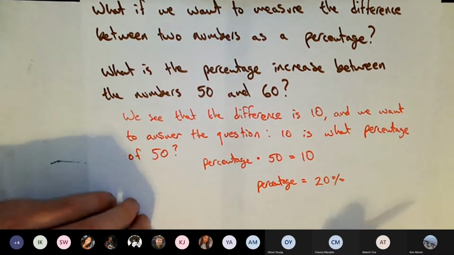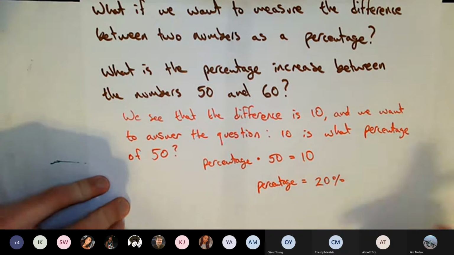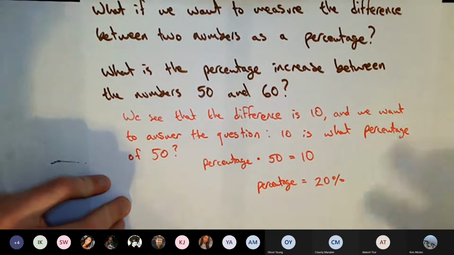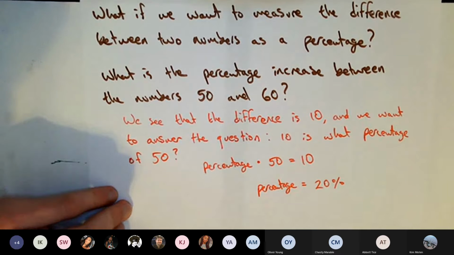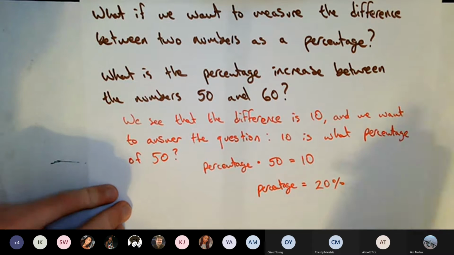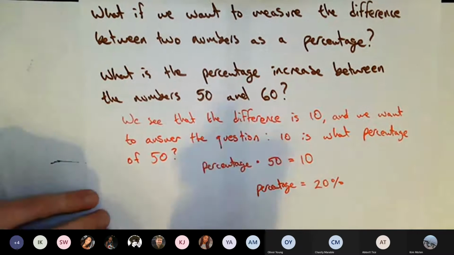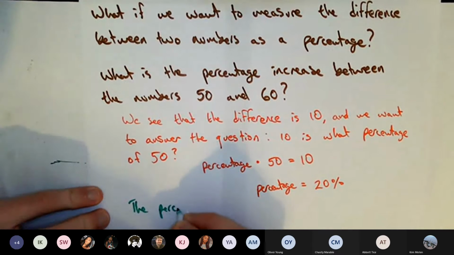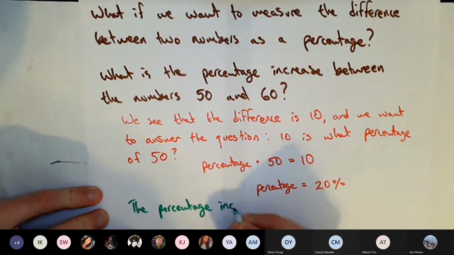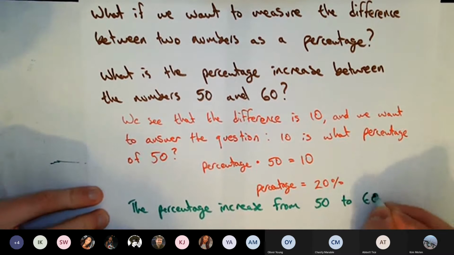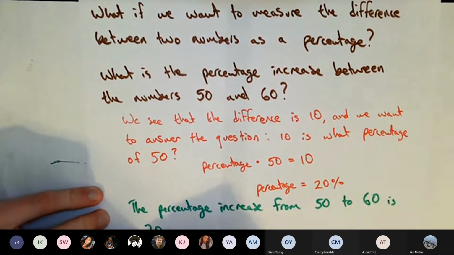But how do we answer this question? By the way, it's just a coincidence that it's also 20%, just the numbers I chose. I'm trying to make these initial problems easy and come out to nice whole percentages, so we don't have to worry about rounding or anything like that. So what is the actual way to formulate the answer to this question? We say the percentage increase from 50 to 60 is 20%.